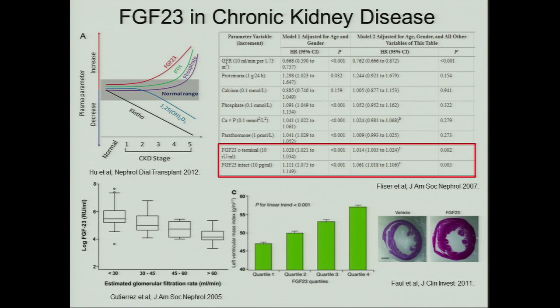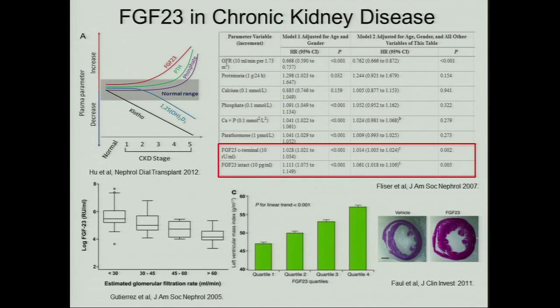FGF23 has major implications in chronic kidney disease. It's shown in the upper left-hand corner. FGF23 levels increase early in the CKD course before other mineral abnormalities and other mineral metabolism parameters are observed. As shown in the bottom left-hand corner, FGF23 levels increase as glomerular filtration rate declines. The table shows the ability of FGF23 to predict the progression of kidney disease.